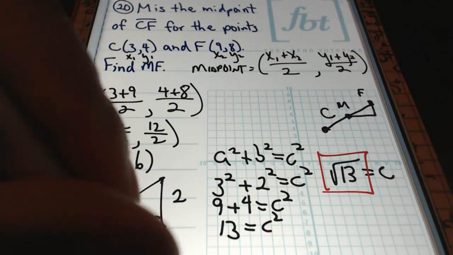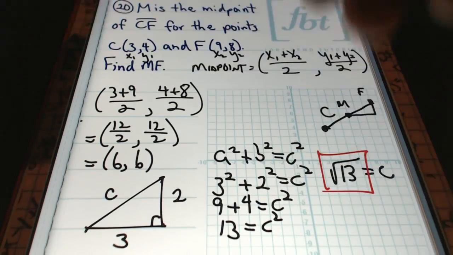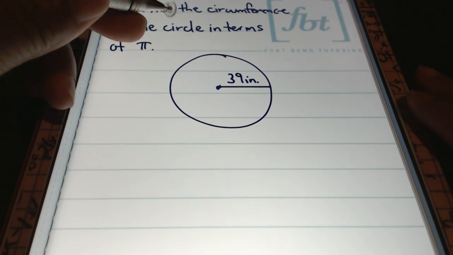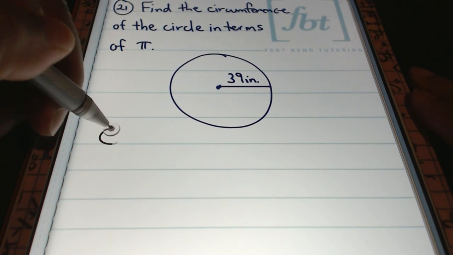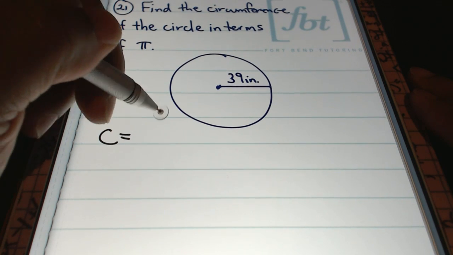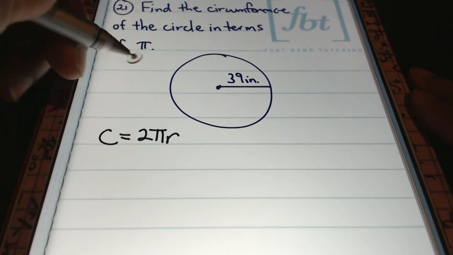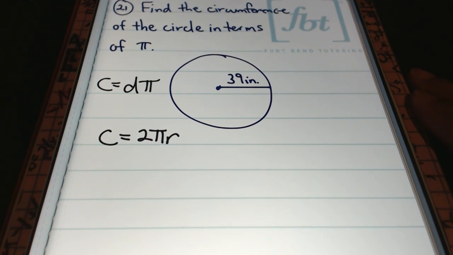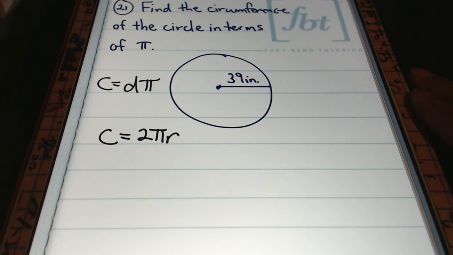Let's move on then. Next problem coming up. We got problem number 21, guys. It says to find the circumference of the circle in terms of pi. Well, the circumference of this circle could be said to be 2 pi r. Let's not forget that the circumference is also the diameter times pi, but they're giving us the radius.